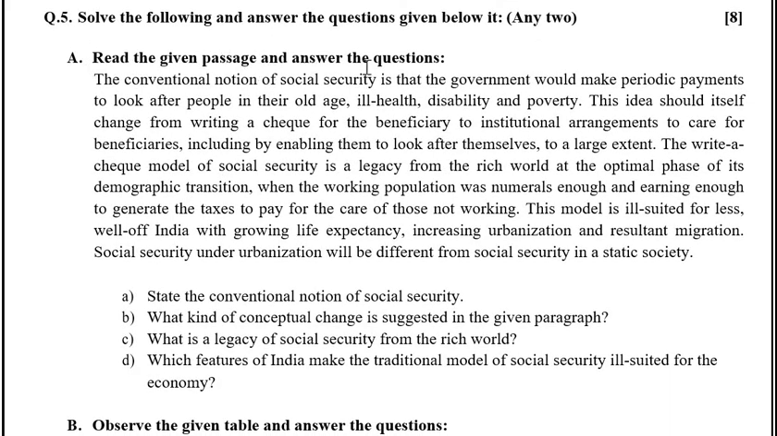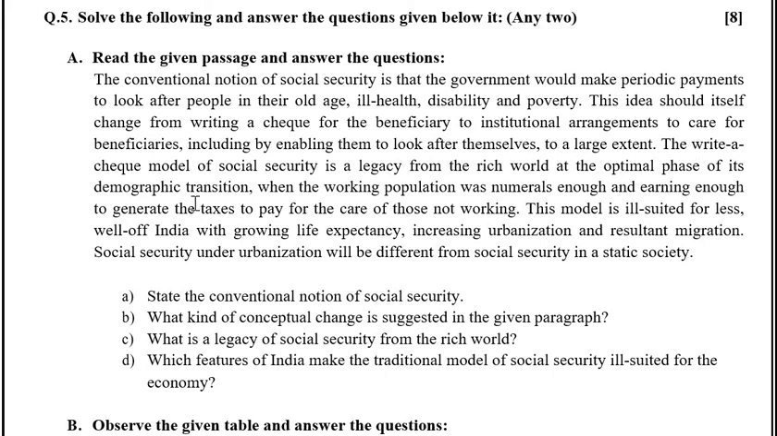A1. Read the given passage and answer the questions. The conventional notion of social security is that the government would make periodic payments to look after people in their old age, ill health, disability and poverty. This idea should itself change from writing a check for a beneficiary to institutional arrangements to care for beneficiaries, including by enabling them to look after themselves to a large extent.